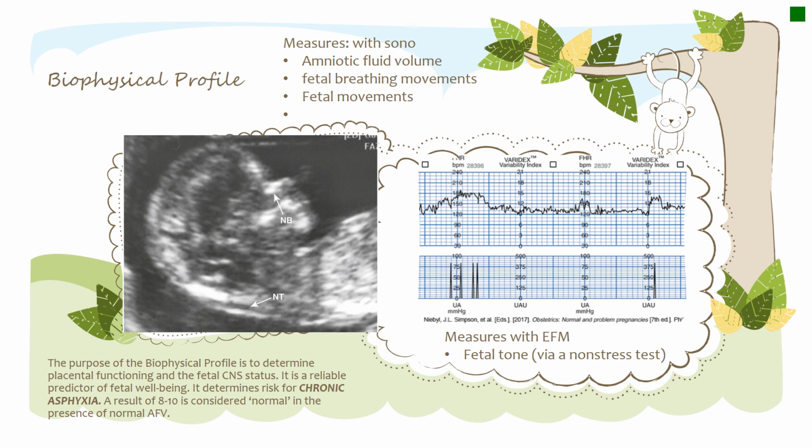So the purpose of the BPP is to determine placental functioning and fetal central nervous system status. It can predict fetal well-being, and the key is to determine the risk for chronic asphyxia. That's important. A result of 8 to 10 is normal if we have enough amniotic fluid volume. This is the test that the physician is going to recommend if we just have a non-stress test and it's abnormal. They're going to refer that we do a BPP. Is this invasive? No, not at all. You've got a sonogram and a non-stress test. Very non-invasive, and it has some good information in it.